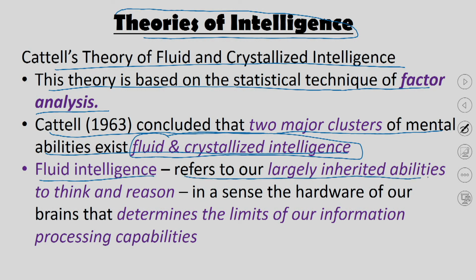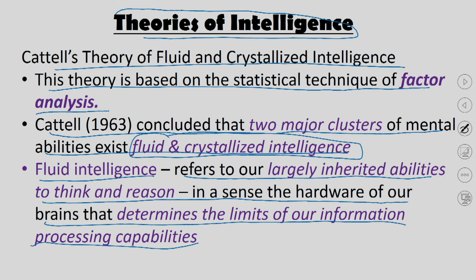It refers largely to inherent abilities to think and reason, in a sense, the hardware of a brain that determines the limits of our information processing. So, basically fluid intelligence is that which is innate, largely inherited ability of thinking and reasoning, and this kind of ability is hardwired to our brain, and it is also dependent on certain abilities.